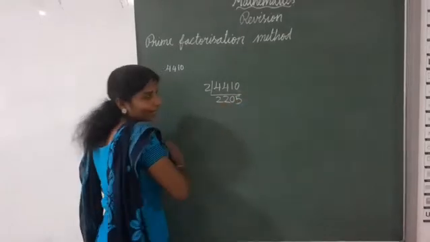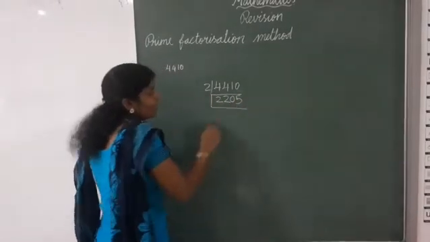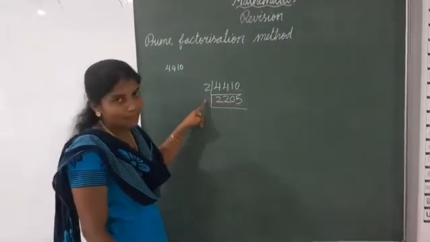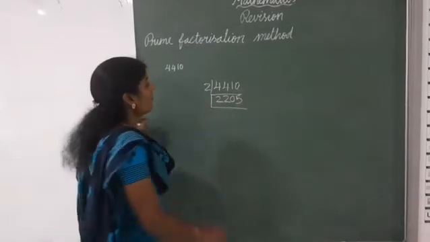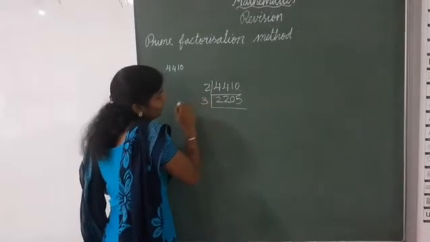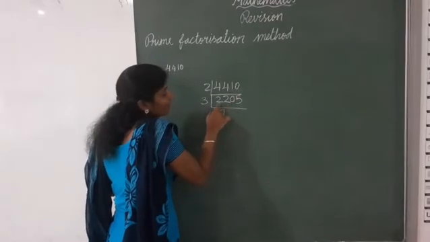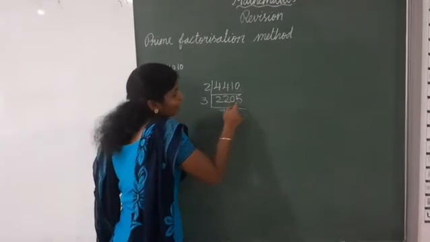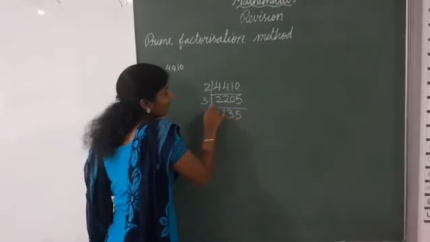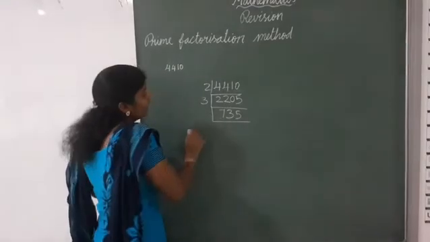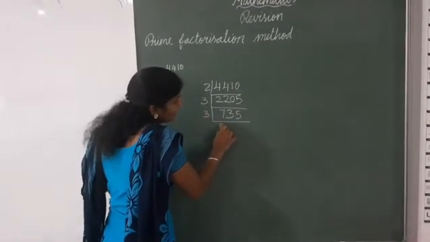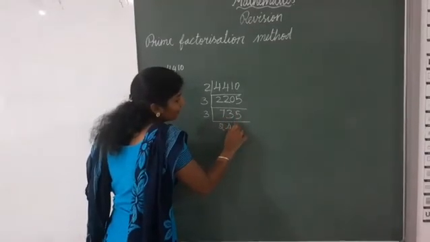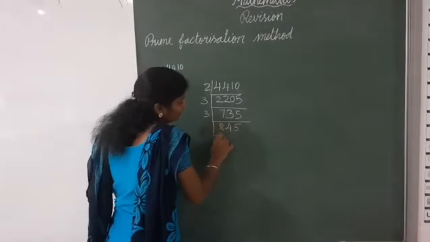5 2s are 10. Then here the ones place is 5, isn't it? Ones place is 5, so we can't take the 2 table because this is not divisible by 2. Now we can try the 3 table. Now here 7 3s are 21. 1 balance 10. 3 3s are 9. Again 1 balance 15. 5 3s are 15. Okay. Again 3 table. 2 3s are 6. 1 balance 13. 4 3s are 12. 1 balance 15. 5 3s are 15.